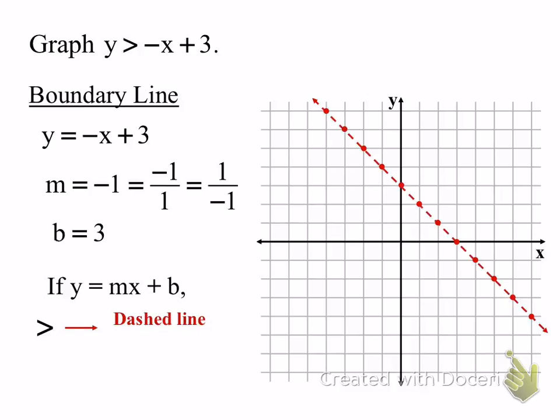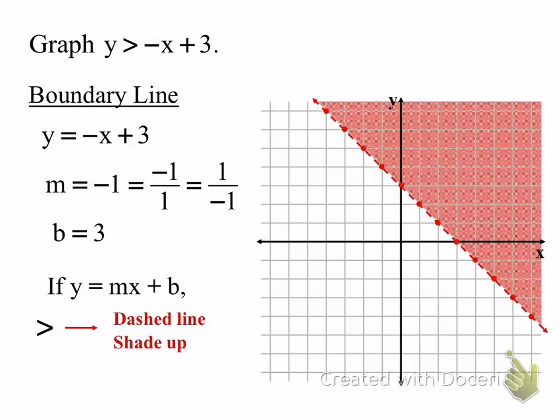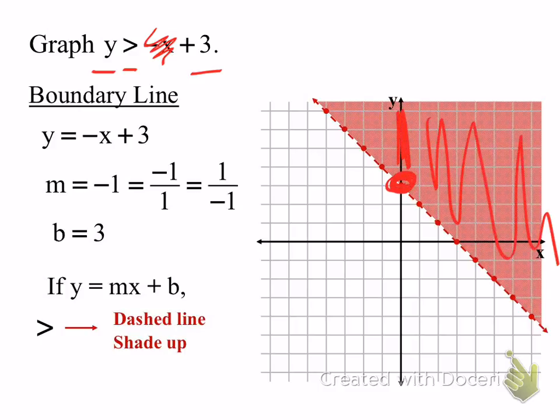And he said we are shading above. Now, I want you to remember, I go to my y-intercept right here, and I say to myself, y is greater than, I block that out, 3. Where are the numbers greater than 3? They're all here, so that's the area that gets shaded.